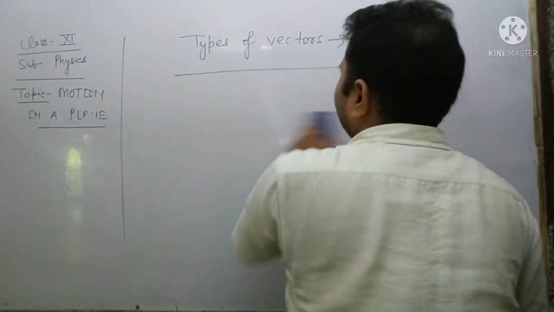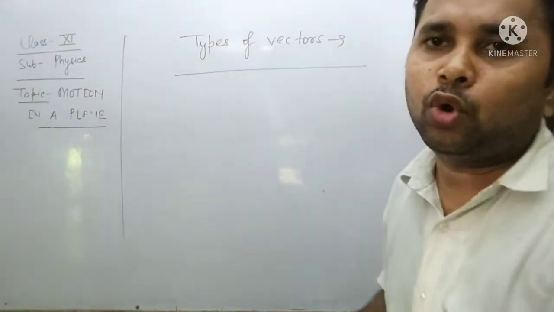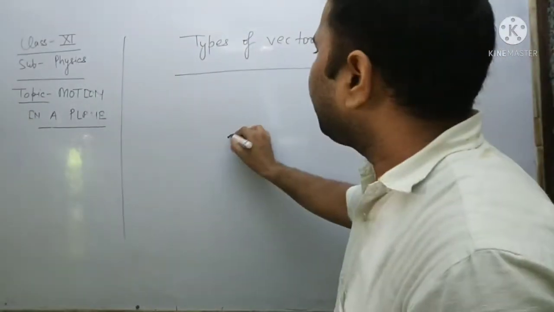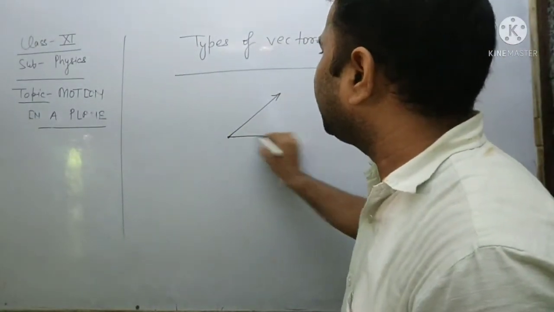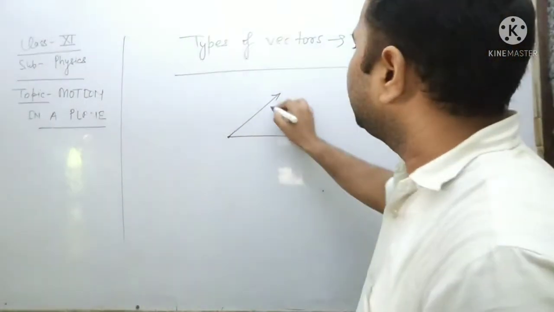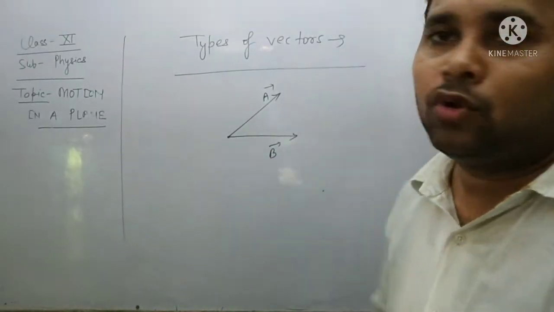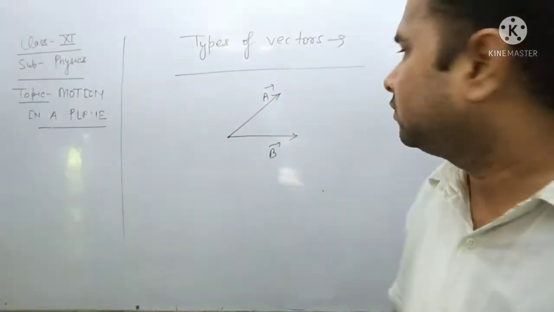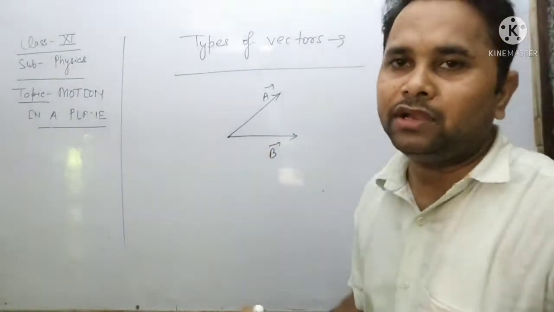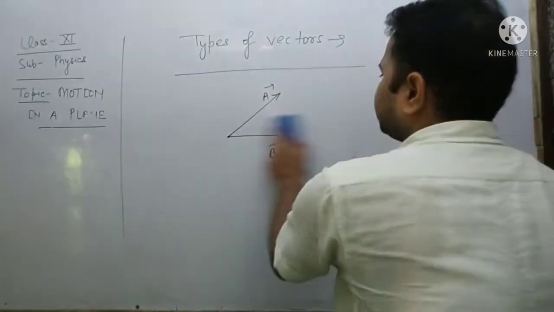Similarly, many vectors are there. Coinitial vectors. Coinitial means if the vectors are initiating from the same point. Vector A and vector B, they are coinitial vectors if they are starting from the same point.